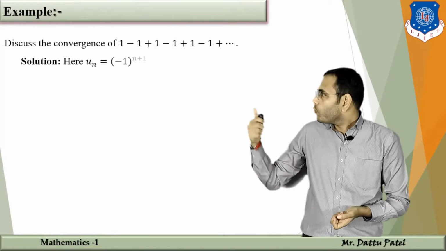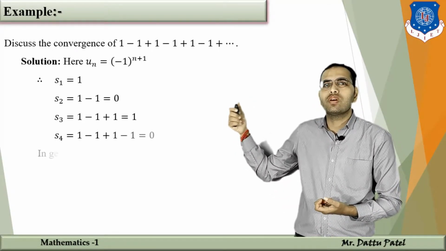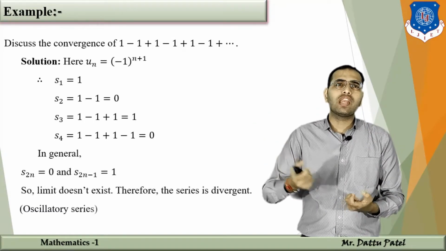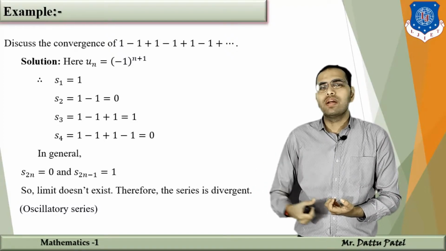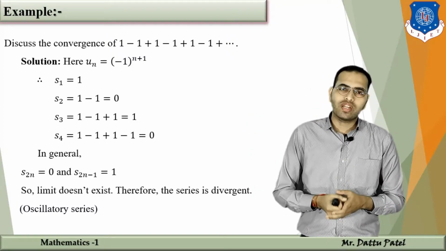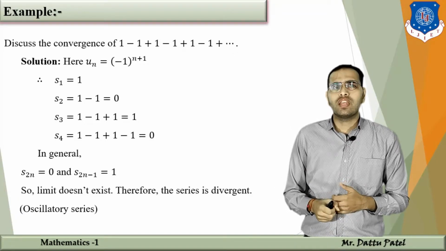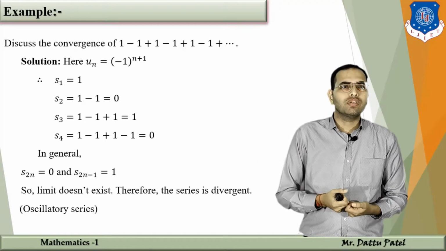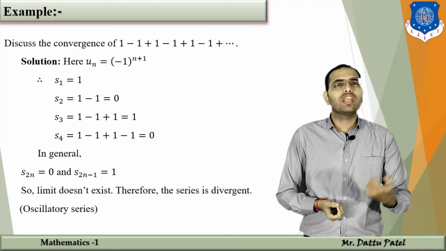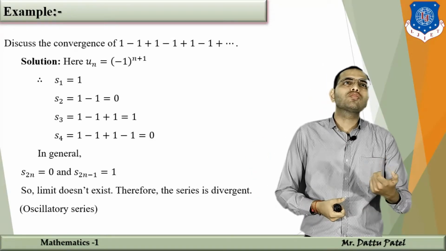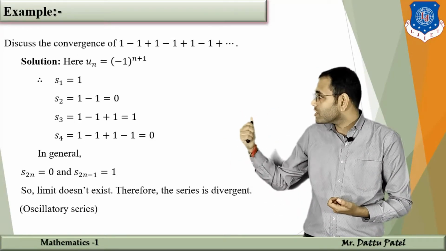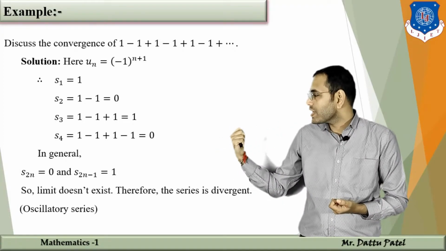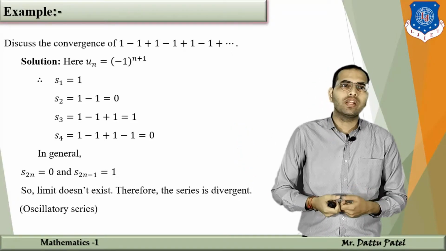Discuss the convergence of 1 minus 1 plus 1 minus 1 and so on. Here we have this series, the first term is positive, the second negative, the third also positive, then negative and so on. Then we can say that the given series is an alternating series. Now finding the nth term of this series, un equal to minus 1 raised to n plus 1, or minus 1 raised to n minus 1. Then with the help of partial sum, s1 equal to u1, that is 1, s2 equal to u1 plus u2, that is 1 minus 1 means 0, s3 equal to u1 plus u2 plus u3, that is 1 minus 1 plus 1, it becomes 1 and so on.